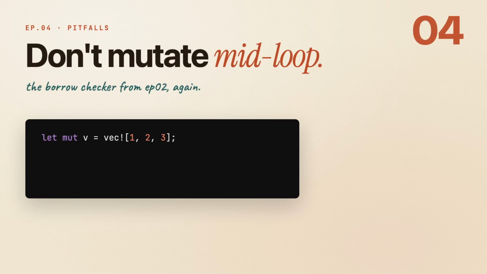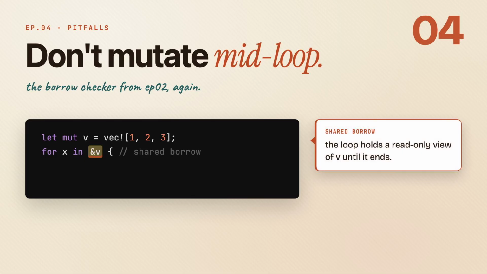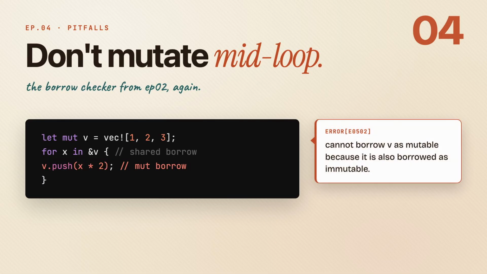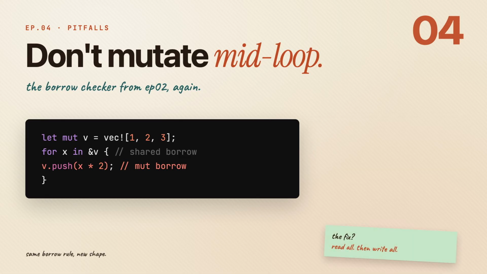You can iterate over the vector with an ampersand, which hands the loop a shared borrow until it finishes. Push needs a mutable borrow. You cannot have both at the same time. It's the same rule from episode 2, a new shape and a similar compiler answer.